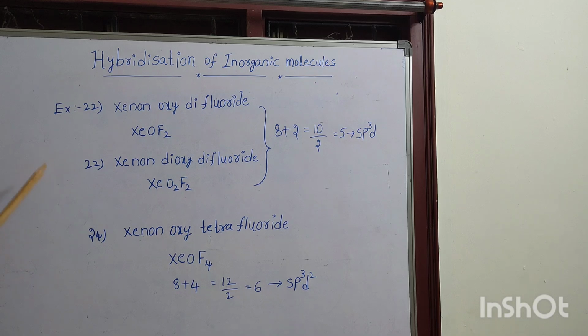Both are molecules. Next example, xenon oxytetrafluoride, XeOF4. Xenon valency is 8 plus 4 fluorine atoms. 8 plus 4, 12. We get the quotient 6, sp3d2 hybridization.